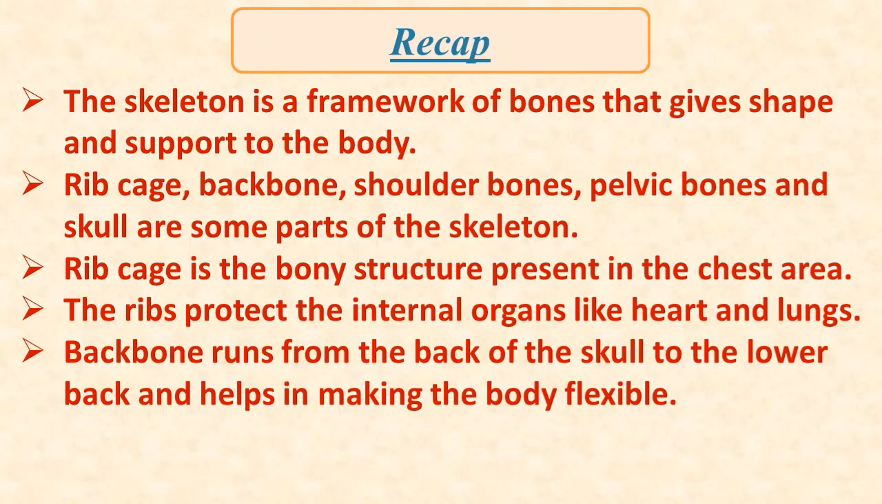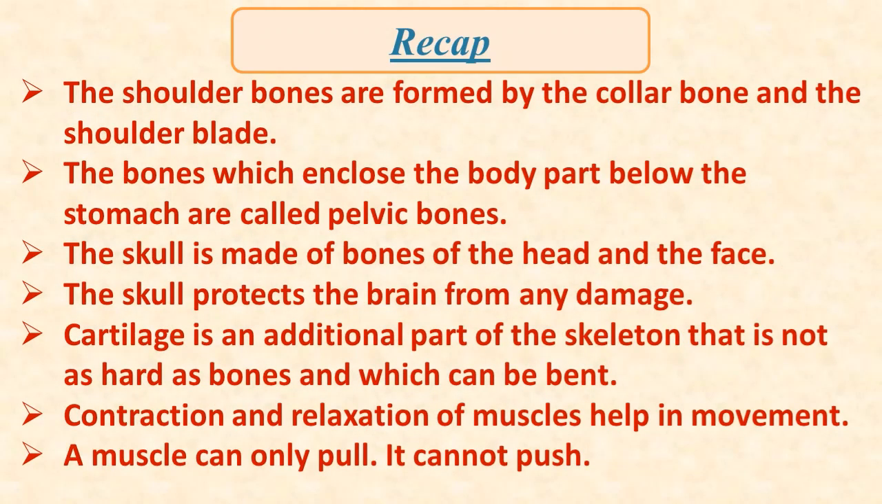Backbone runs from the back of the skull to the lower back and helps in making the body flexible. The shoulder bones are formed by the collarbone and the shoulder blade. The bones which enclose the body part below the stomach are called pelvic bones. The skull is made of bones of the head and the face. The skull protects the brain from any damage. Cartilage is an additional part of the skeleton that is not as hard as bones and which can be bent.